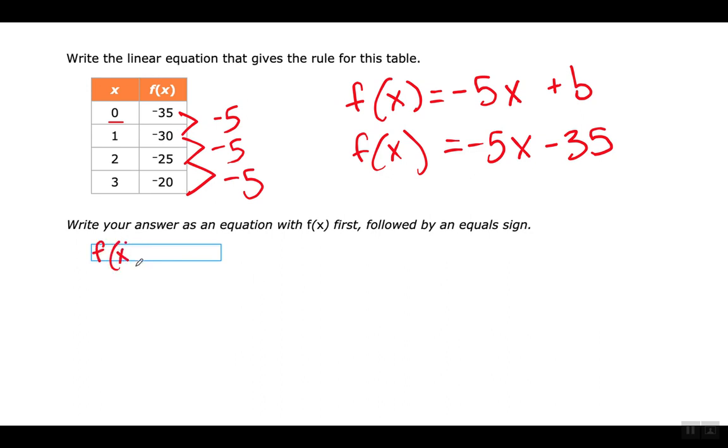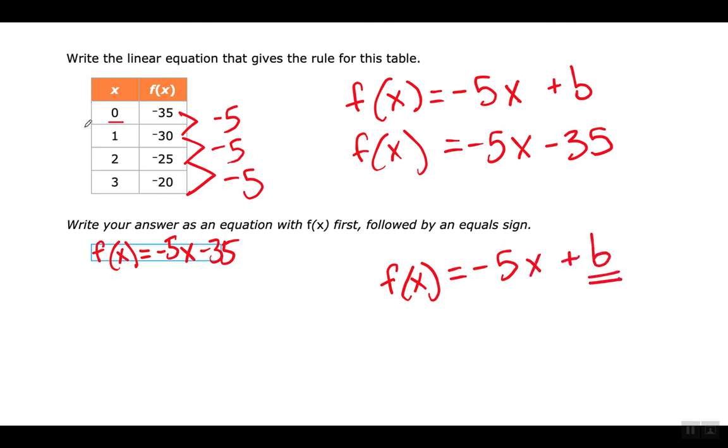And if you don't believe me, I'll show you right now, doing it the same way we've been doing it. I had at the top, f of x equals negative 5x plus b. To solve for b, I take this first pair, 0 and negative 35, and substitute them. When f of x is negative 35, x is 0. If I plug that in, 0 times negative 5 is 0, so that cancels out, and you're just going to have b equals negative 35.